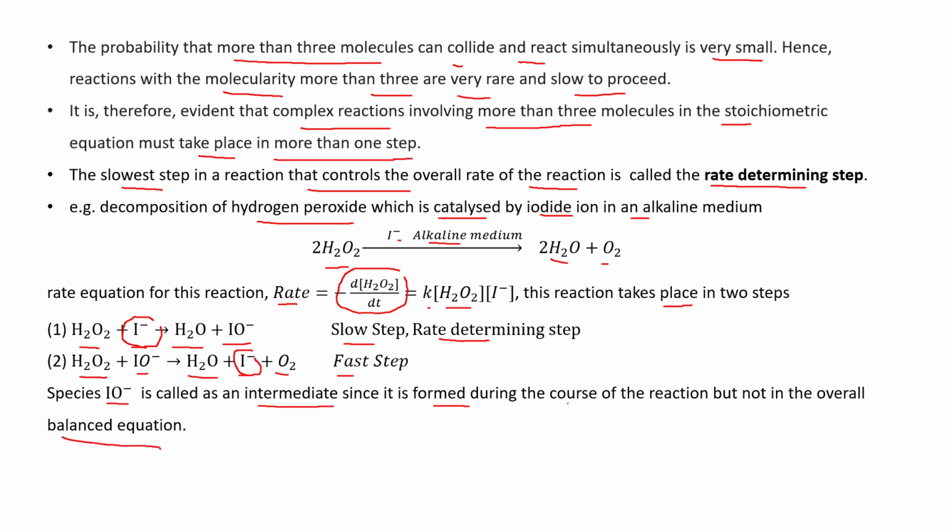Is it clear? Now in this reaction we can say the first step is a slow step, and that's why this is the rate determining step, and it involves the concentration of H2O2 and I minus. That's why we have this rate expression for this reaction. Is it clear?